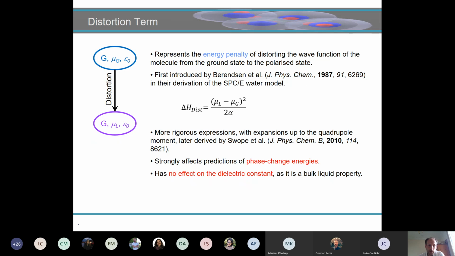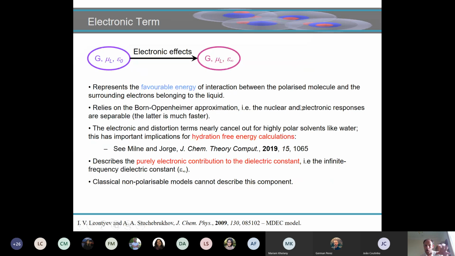The second term is this electronic term. We can essentially apply something called the Born-Oppenheimer approximation, which is to say that the nuclear degrees of freedom, the nuclei of the atoms, are moving much slower than the electrons. So we can account for the nuclear degrees of freedom in the simulation, but not the electronic degrees of freedom, because that's quantum, and we are not running quantum simulations; we're running classical simulations. So we can use some approximations, which I'll explain in a second, to calculate this electronic effect term. My PhD student, Andrew, has done some calculations recently for water, and it turns out that these two terms, the distortion and the electronic term, cancel out very largely. Again, I'll show you some data on this. Classical non-polarizable models cannot describe this component because it's an intrinsically quantum component, which we need to account for in a different way.